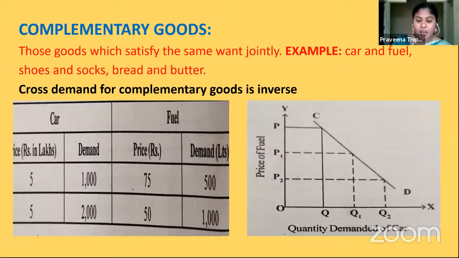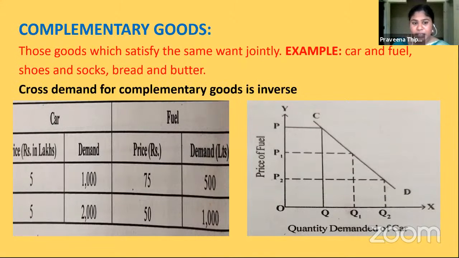Now we'll see how the cross demand will be for a complementary good. So children, what are complementary goods? Those goods which satisfy the same want jointly are called complementary goods. Example, car and fuel, or shoe and socks, bread and butter. See, these are all called complementary goods. So here the relationship between the complementary goods is an inverse relationship.